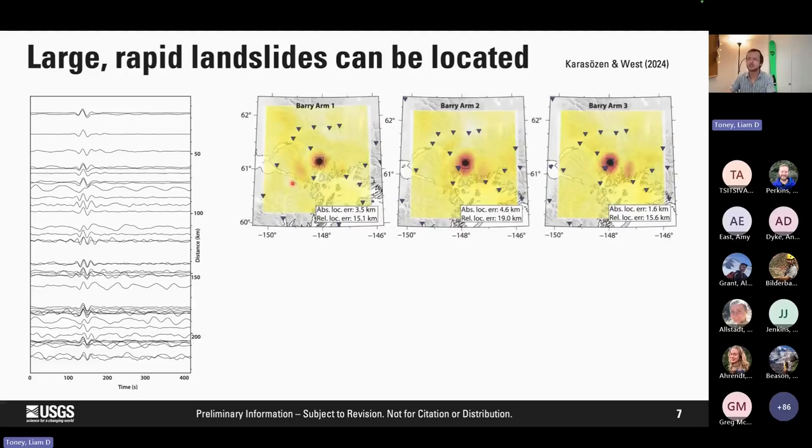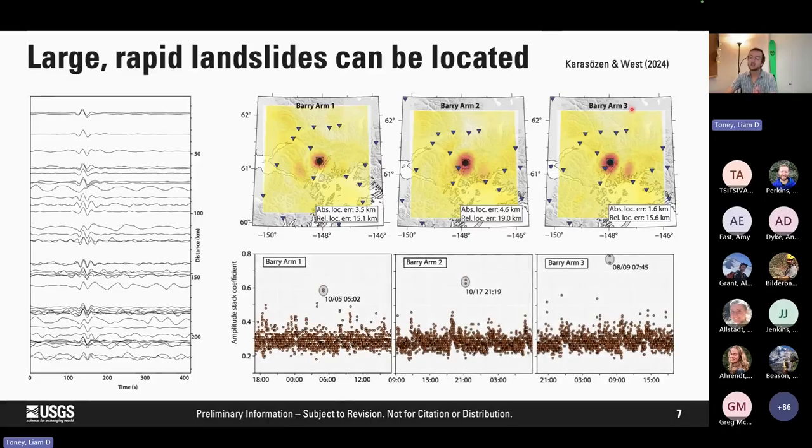And if we have a search grid, which is shown in yellow here, for each trial grid point of that grid, we can say, okay, if there was an event there, how would those waves line up as they move away from the source? And it turns out that at the true location, those waves will align and they will sum up constructively. And that can be used to identify the XY location and the time of failure of these landslides. So here are 3 examples from the Barry Arm region from this paper.